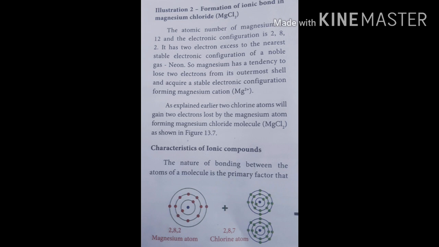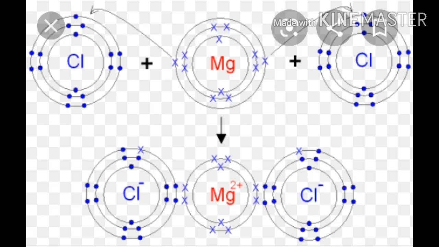Watch carefully. Magnesium has 2 excess electrons, that is 2, 8, 2. The outer shell consists of 2 electrons. It wants to lose these 2 electrons. And 1 chlorine atom wants 1 electron, and another chlorine atom, that is chlorine 2 atom, wants a single electron from magnesium to fulfill its octet condition. And so totally 2 electrons will be needed by the Cl2 molecules. So the loss of 2 electrons from magnesium will go, 1 electron to chlorine 1 atom and 1 electron to chlorine 2 atom, as shown in the figure.